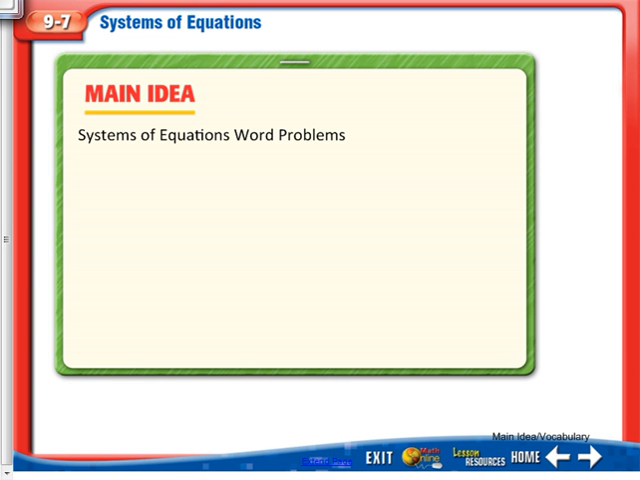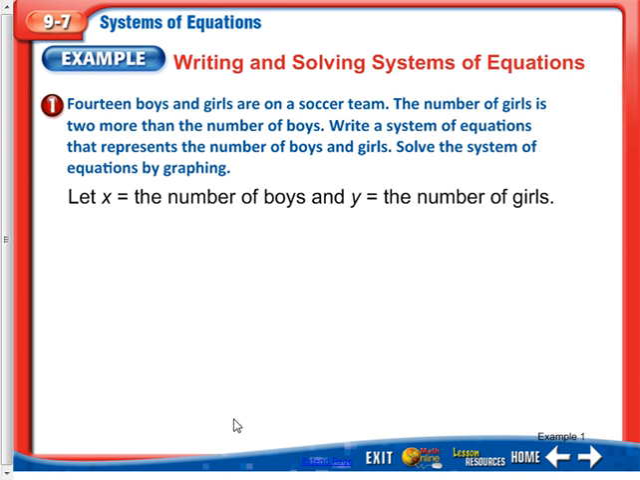All right, so in lesson 9-7.2, we are still going to be working with systems of equations, and we're still going to be doing the graphing method. However, today we're going to be working with word problems. So for today's lesson, we're going to have to actually create the equation and then graph it to solve.